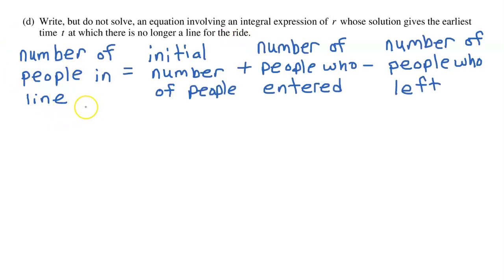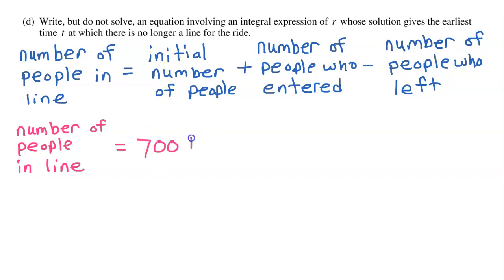The number of people in line at time t will equal the initial number of people plus the number of people who entered the line minus the number of people who left the line. The initial number of people at time t equals 0 is 700 people. The number of people who entered the line from time 0 to the unknown time t will be the integral of the rate in. Normally I would say r of t, but when you have an integral defined function, you need to use a different variable on the inside. So I will use x.